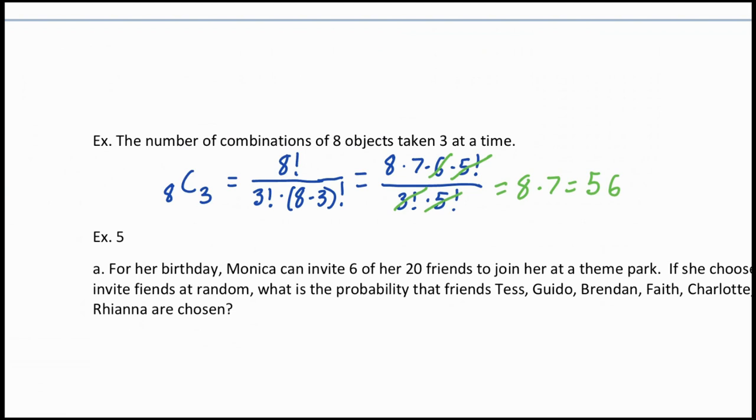Will the combinations number always be less than the permutations? Yes. Combination should always be less than the permutations.